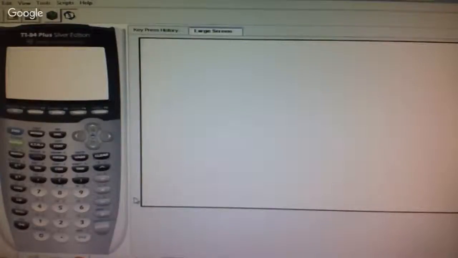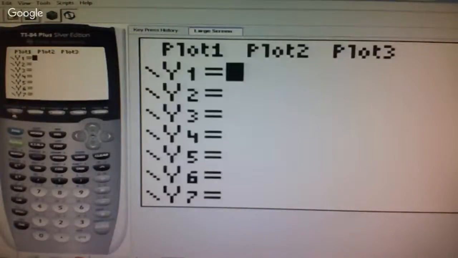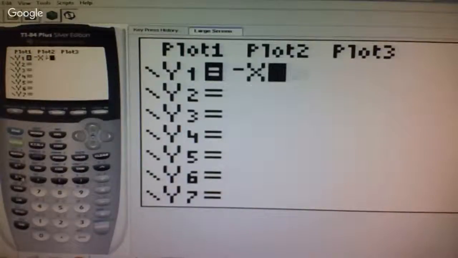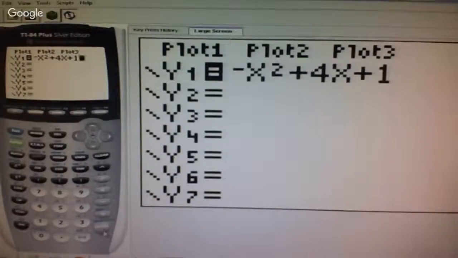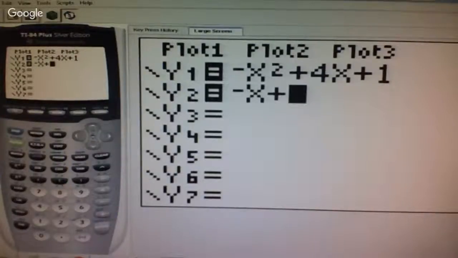Okay, so when you're solving a system of equations, you've got two equations. So you'll go to y equals, you'll plug the first equation in for y1 and the second equation in for y2. So your first one should be negative x squared plus 4x plus 1, and y2 should be negative x plus 5.